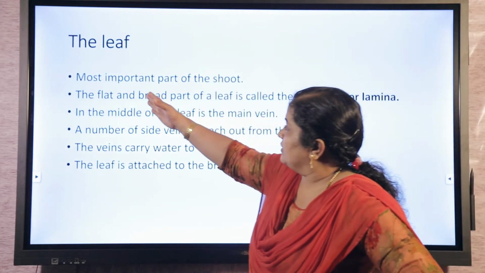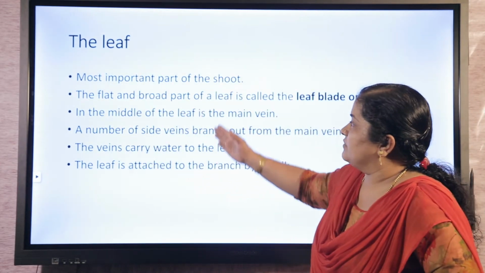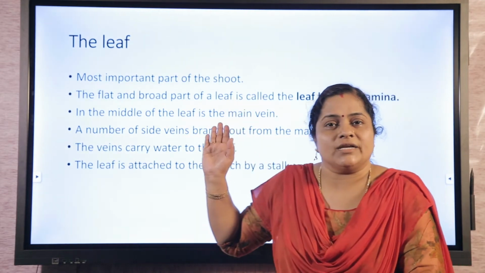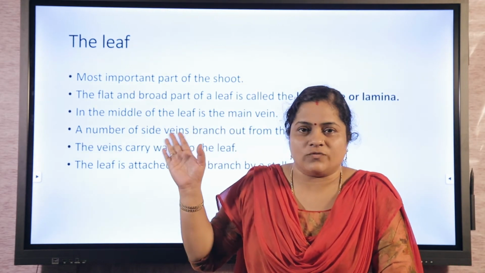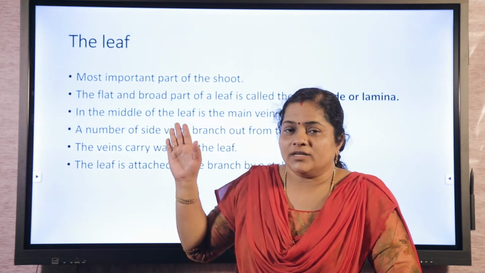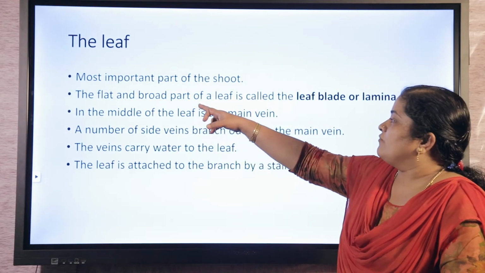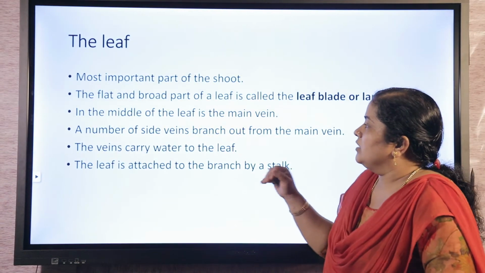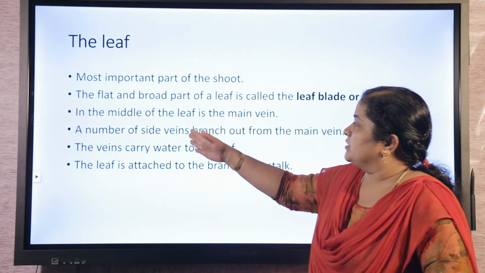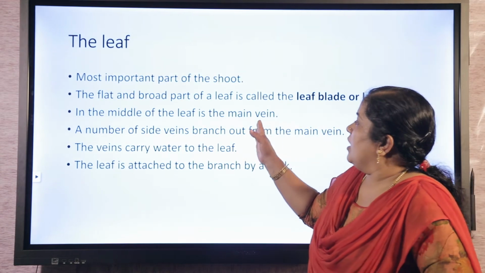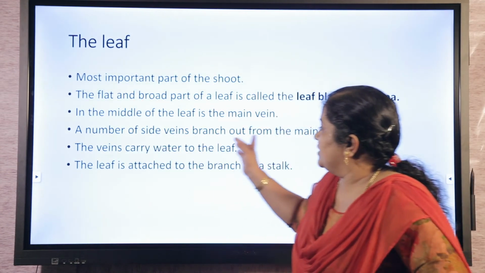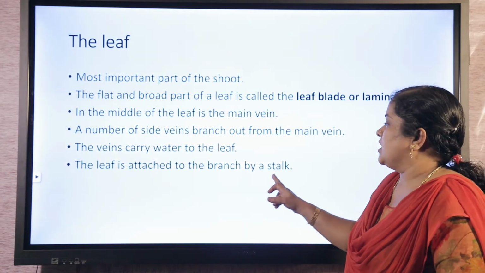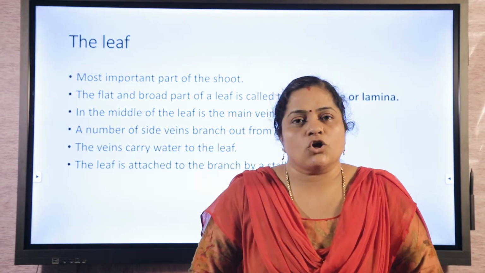What are the things related with these leaves? This is the most important part of the plant. See children, this leaf is the kitchen of the plant. Leaves are the kitchen of the plant. The flat and broad part of the leaf is called the leaf blade or lamina. We already discussed all these points. In the middle of the leaf we can see the main vein and the side veins, and the veins carry water to the leaf. Leaf is attached to the branch by the stalk.